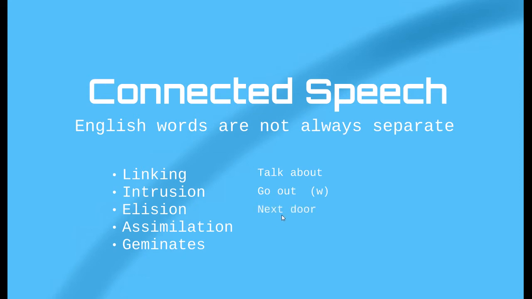Elision. With elision, instead of gaining a sound, I lose a sound. So we have 2 sounds here that are very similar. Next door. So this T is going to disappear. So I'm going to have next door, next door.